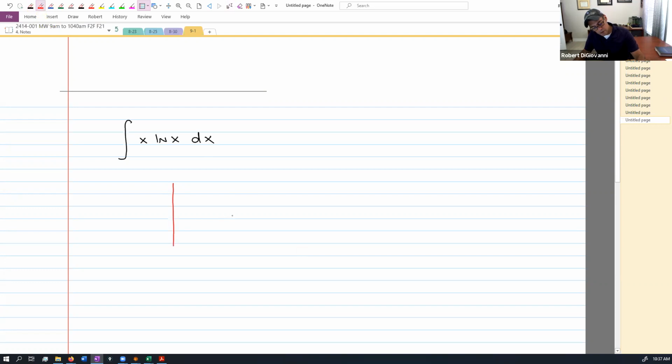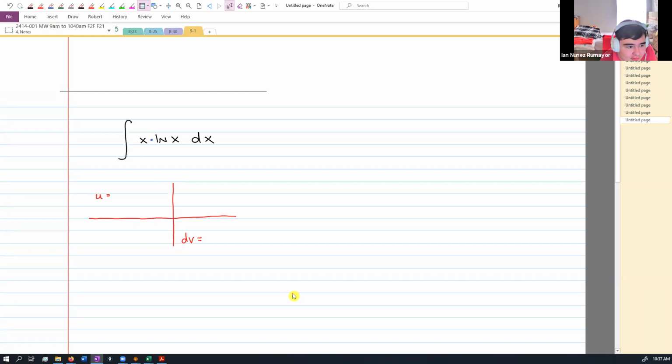We're doing integration by parts. We've got to pick a u, and we've got to pick a dv. Anybody have any ideas of what we should pick for u and dv? You have two things there, right? You have an x and you have a natural log x. One of those has to be u.